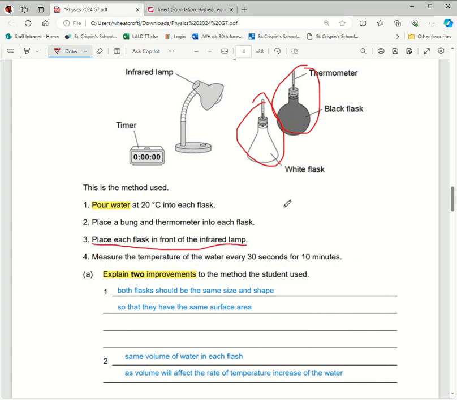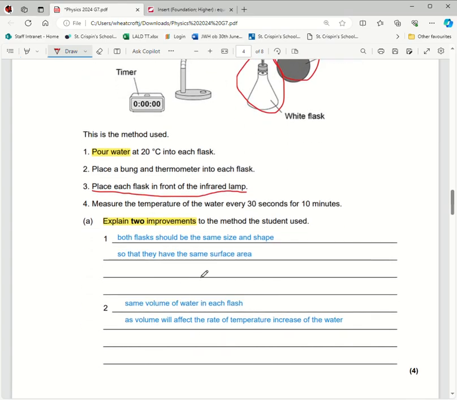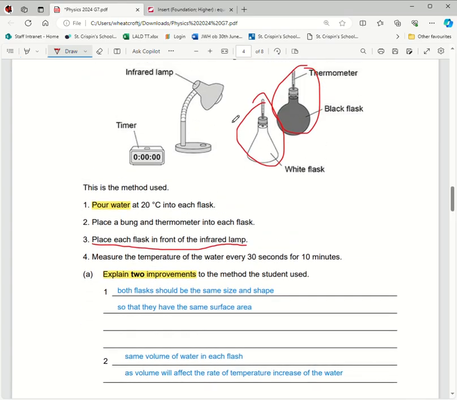So place each flask in front of the infrared lamp. What they haven't made clear, and again it isn't clear here from the diagram, is the distance. And the distance is going to be another factor that's going to affect it. So I won't type this one out, but the other thing you could say would be to have the flask the same distance from the infrared lamp, and that's so that the intensity of the infrared radiation on both flasks is the same.